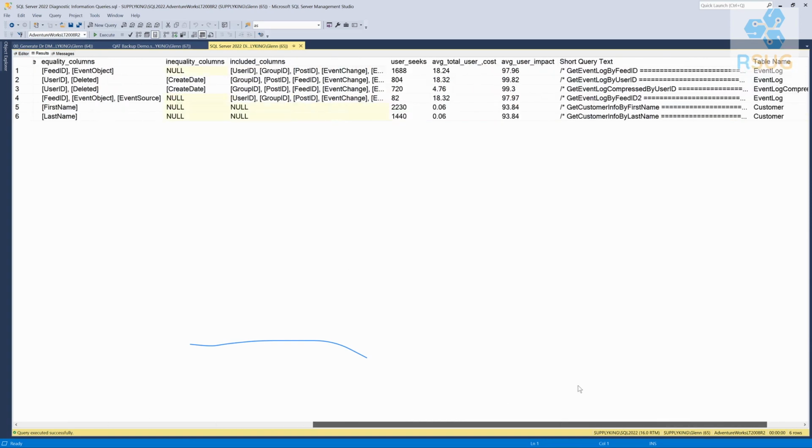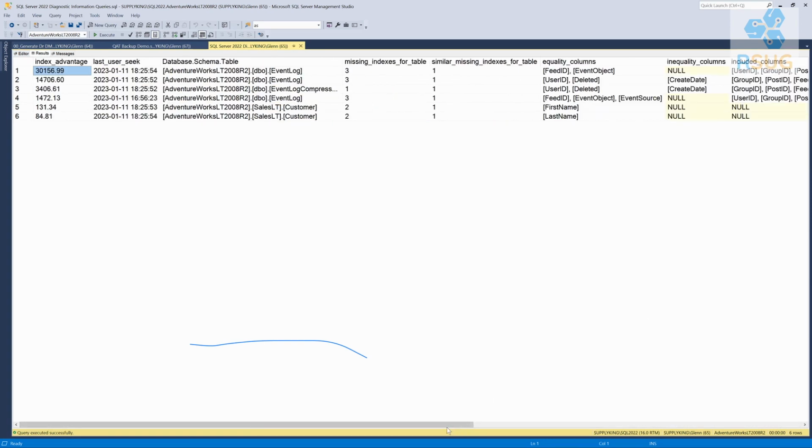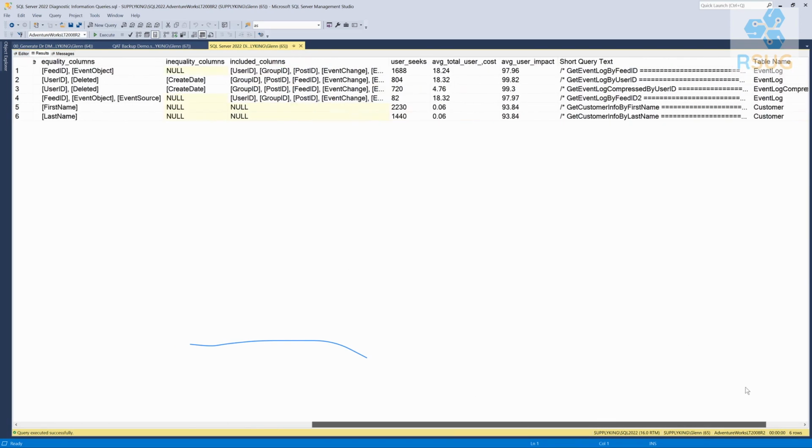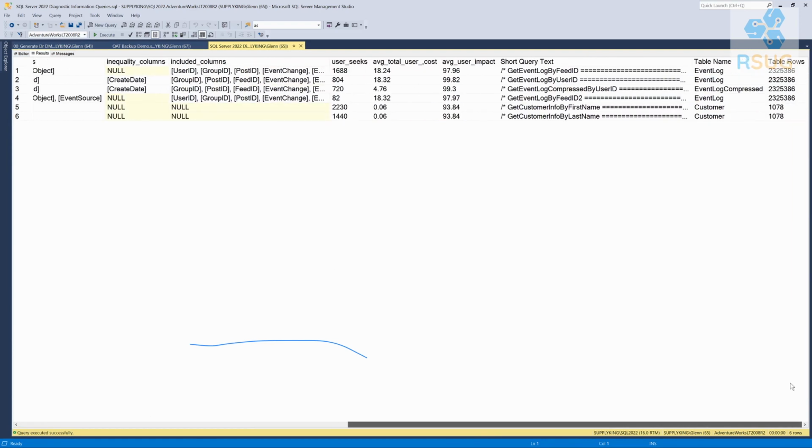So anyways, what's going on here is I added a couple new columns to this. So I show the table name over on the far right again, and I show how many rows are in the table. Because if you're on SQL Server Standard Edition, you don't have online index operations, and you've got to be much more careful about creating new indexes.